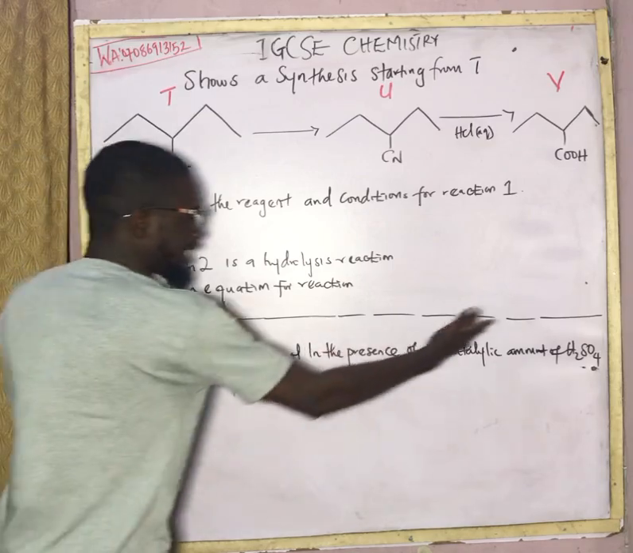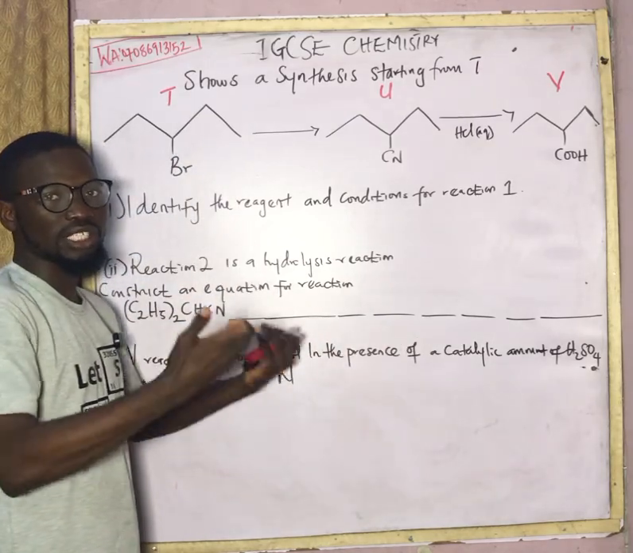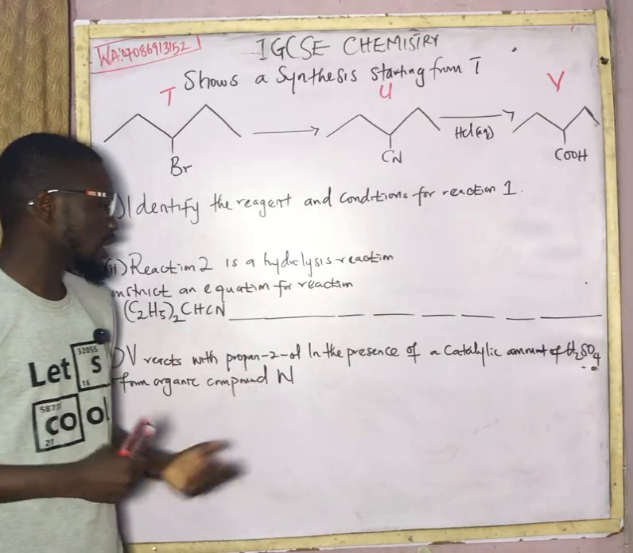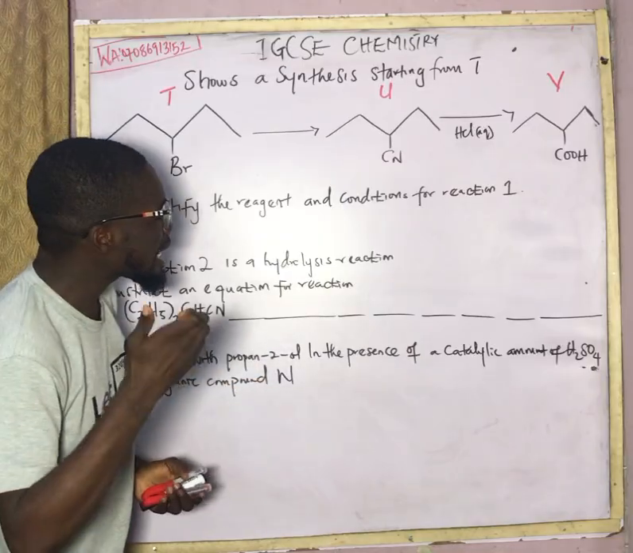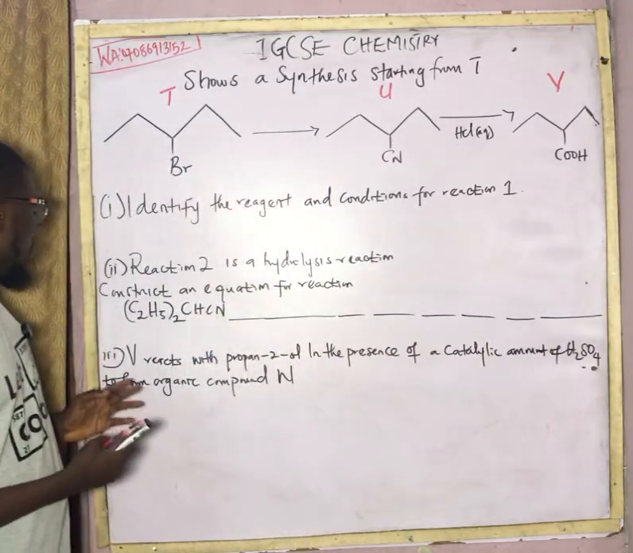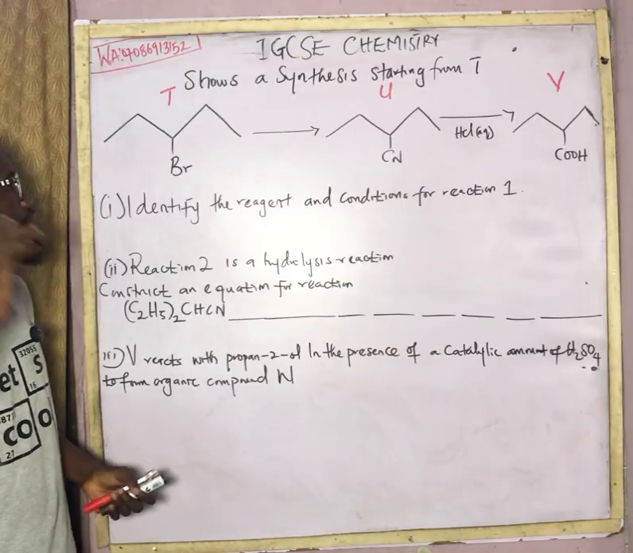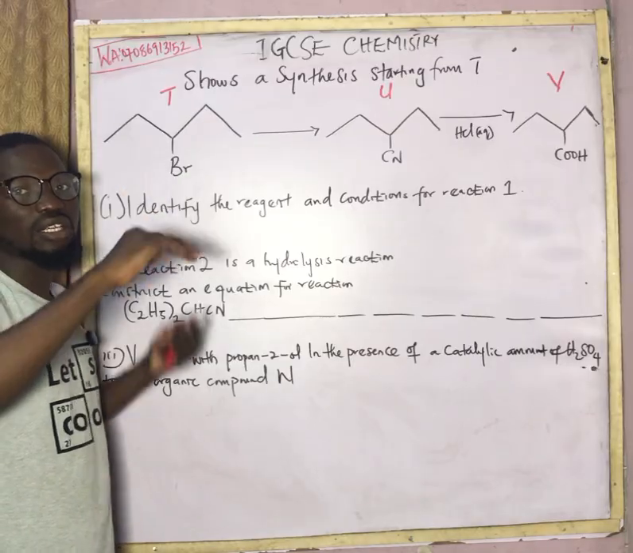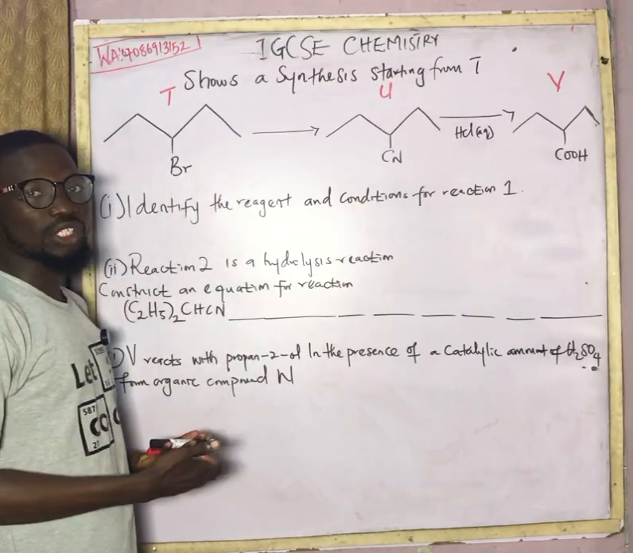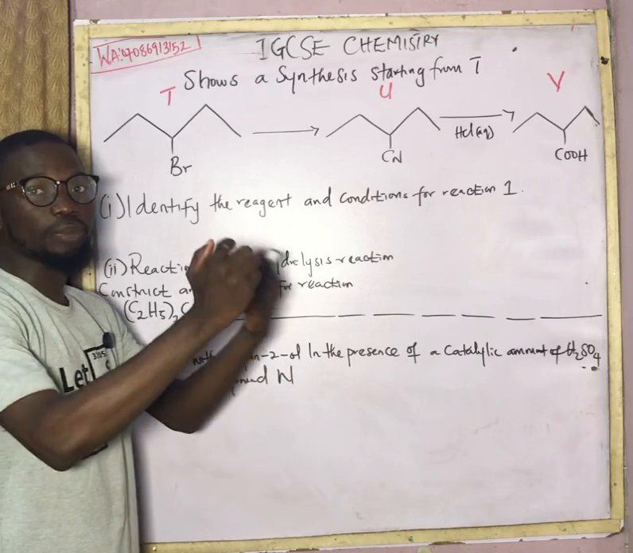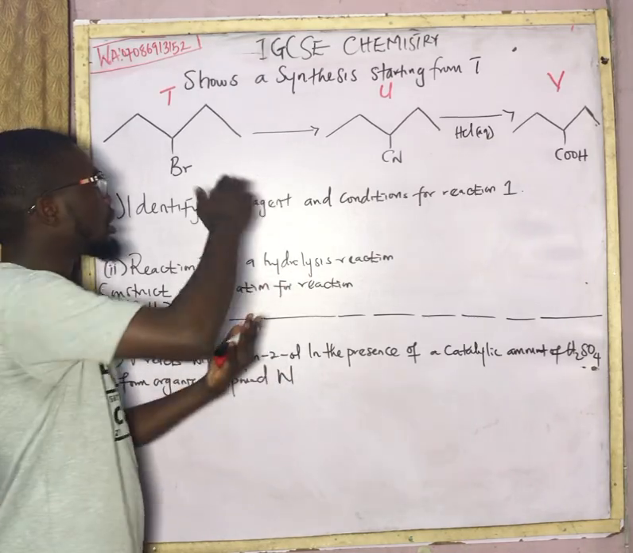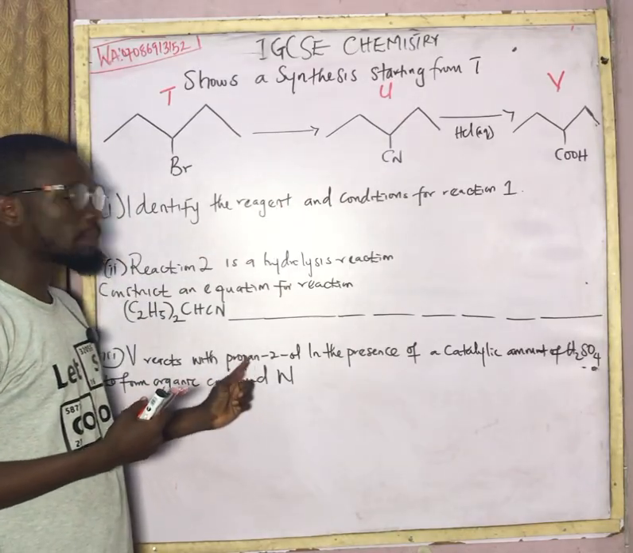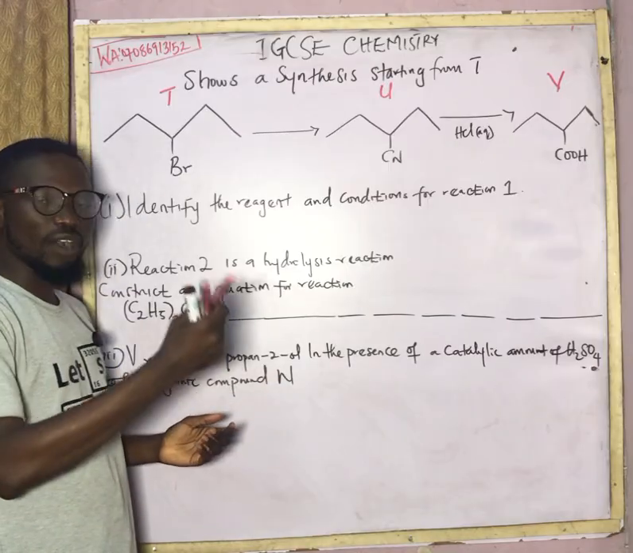Now, how do we complete this? This is based on the question given. Is that clear now? The next one: V reacts with propan-2-ol in the presence of a catalytic amount of sulfuric acid to form organic compound W. Based on what we have on the whiteboard, we are given just 3 letters on the equation. But when we look at the equation, they brought W, but we don't have W in the equation. Meaning when V reacts with propan-2-ol, or 2-propanol, it will give us W.